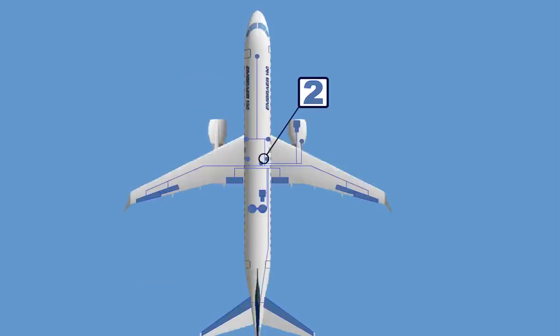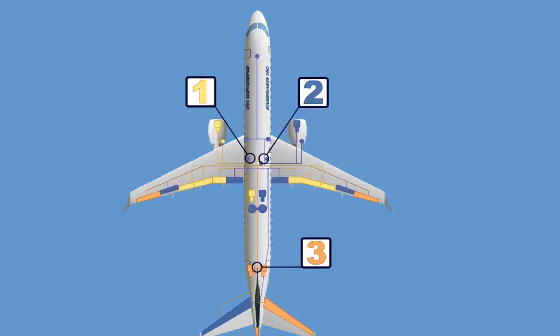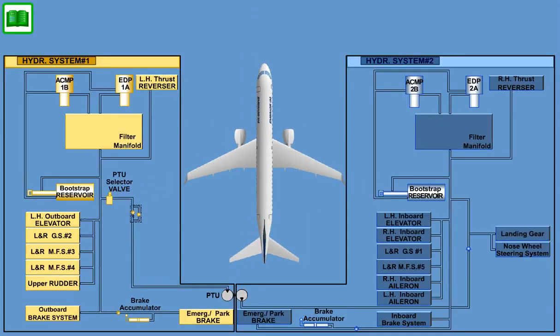The hydraulic system is designed in such a way that even a failure of two hydraulic systems will not result in a complete loss of flight-critical functions. The following hydraulic users are powered by Hydraulic System 1, installed in the left center fuselage bay. Left outboard elevator PCU. Ground spoiler pair 2. Multifunction spoiler pairs 3 and 4, left thrust reverser, outboard brakes, emergency parking brake, and the upper rudder PCU.